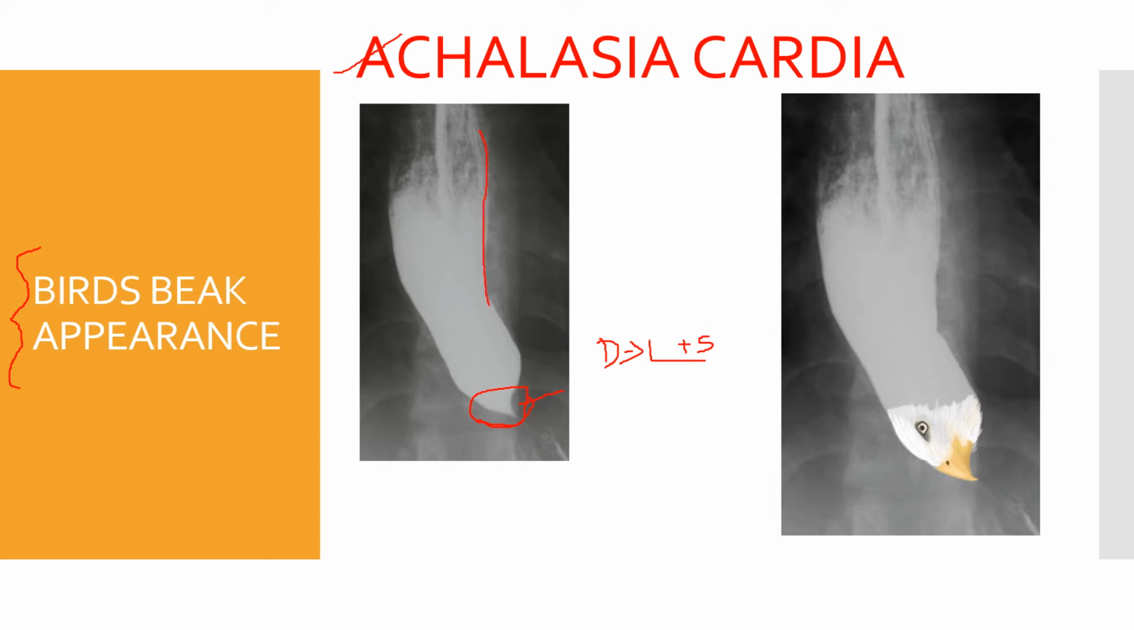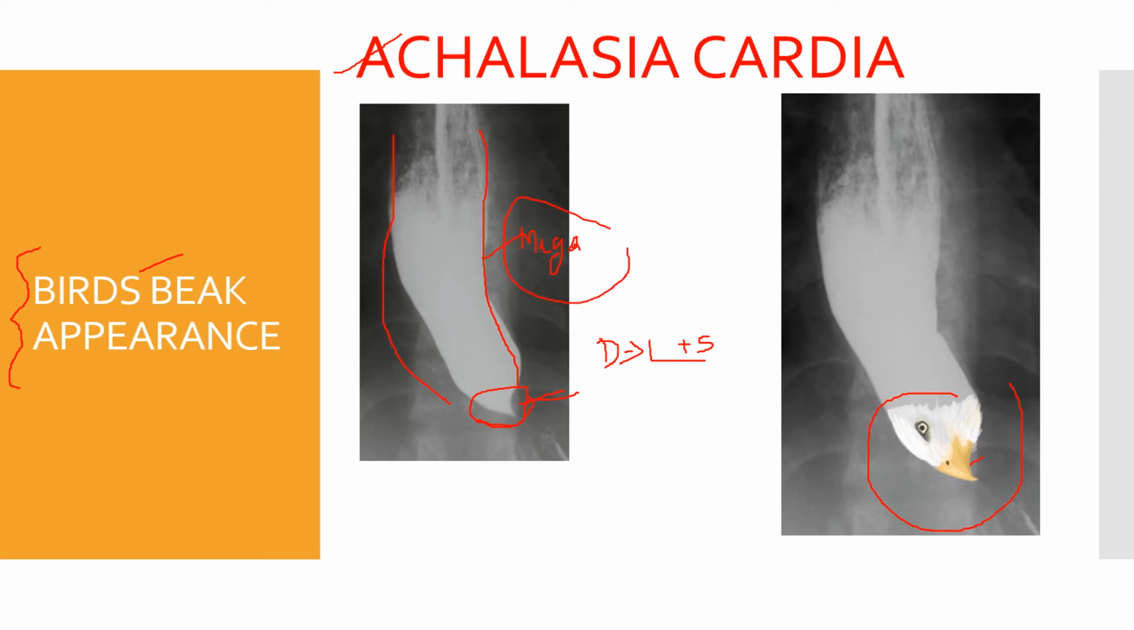Usually what happens in this condition is the esophagus will be dilated more than the usual size, and we call it megaesophagus. Due to this problem in the lower esophageal sphincter, it looks like a bird's beak appearance. So the bird's beak appearance refers to the distal end of the esophagus, and the overall appearance of the esophagus is called megaesophagus.